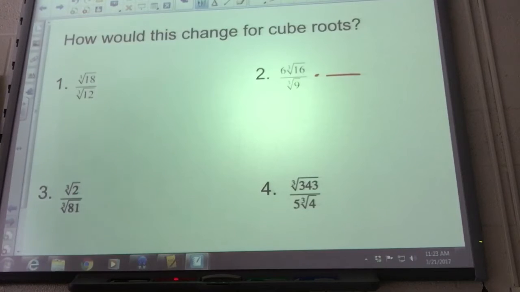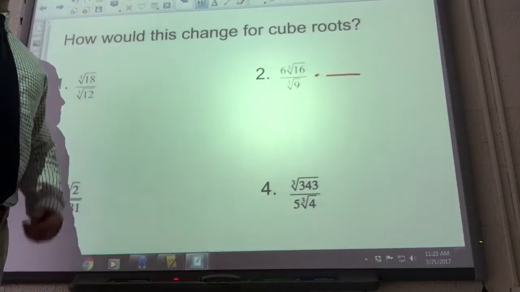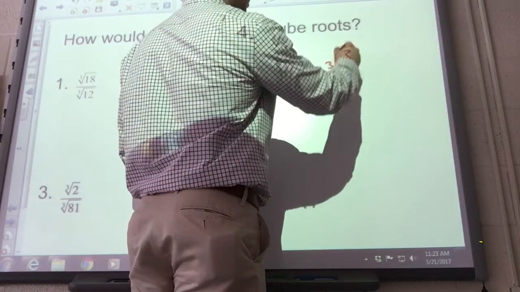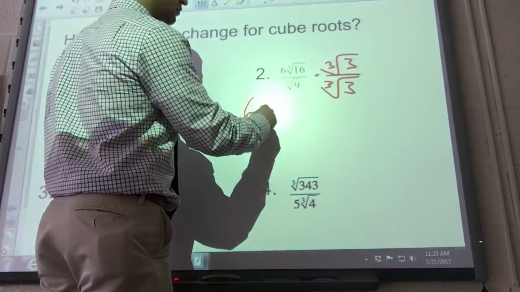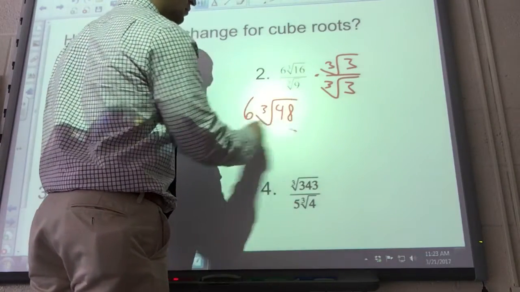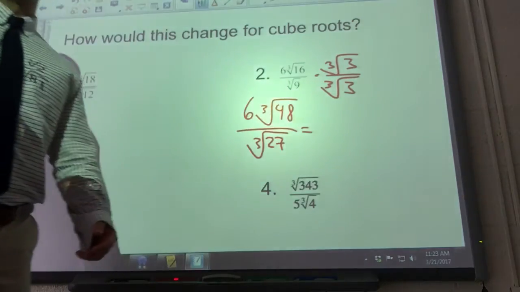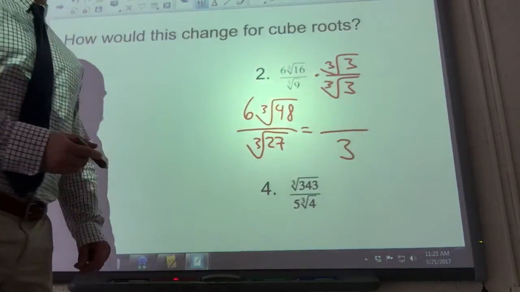So if you look at problem 2 here, you have a cube root of 9 on the bottom. Well, if you multiply cube root of 9 by cube root of 9, you're going to have a cube root of 81, which is still not a perfect cube. But cube root of 3 will get you where you need to go. It'll give you 27. 27 is a perfect cube. So now your radical in your denominator is gone.